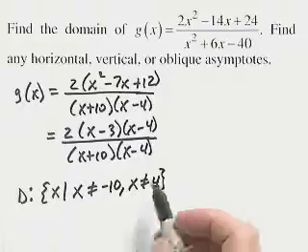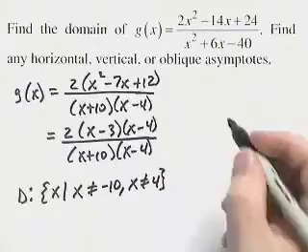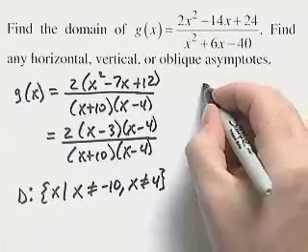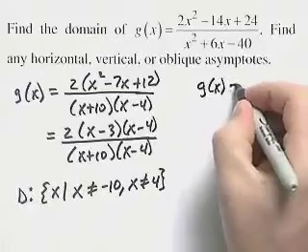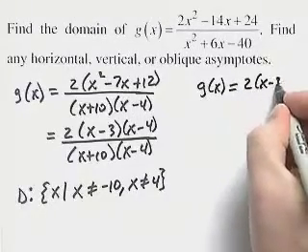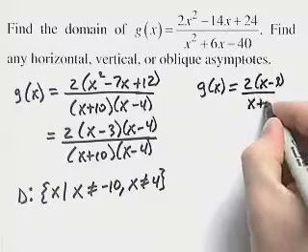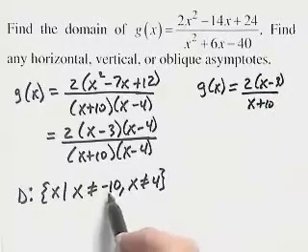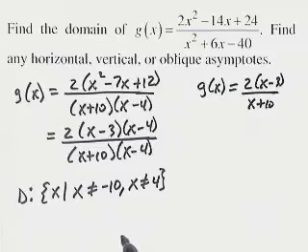Once we've got our domain, we can go ahead and simplify our function. So in reduced form, we'll say that g of x is equal to 2 times x minus 3 divided by x plus 10, keeping in mind that x cannot equal negative 10 or 4.